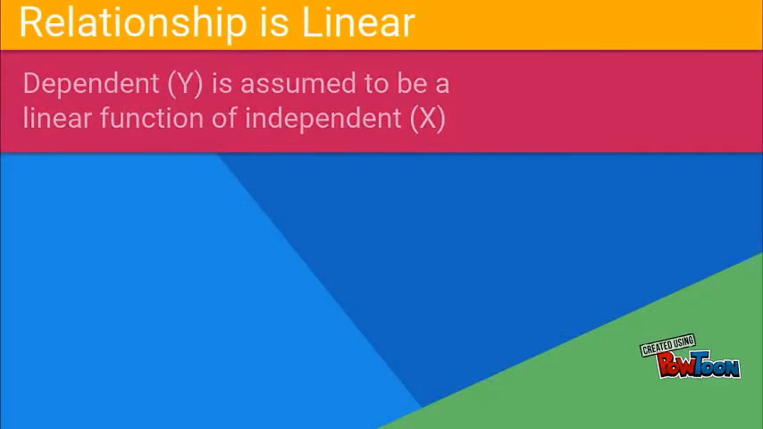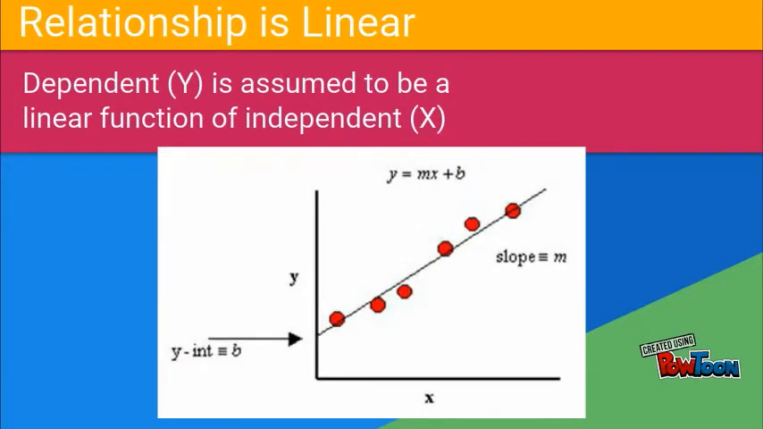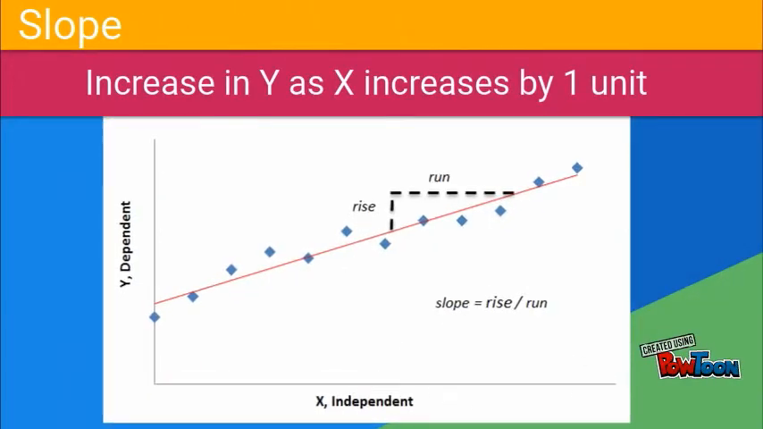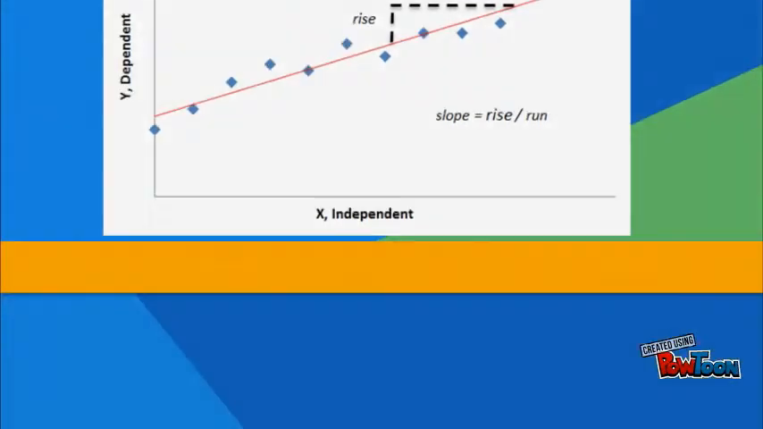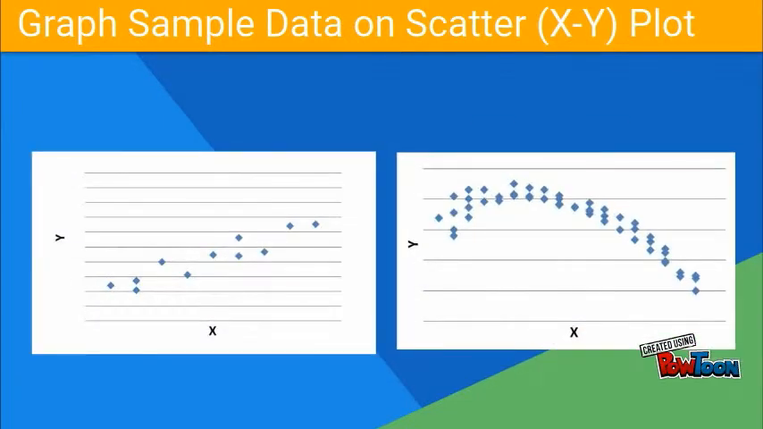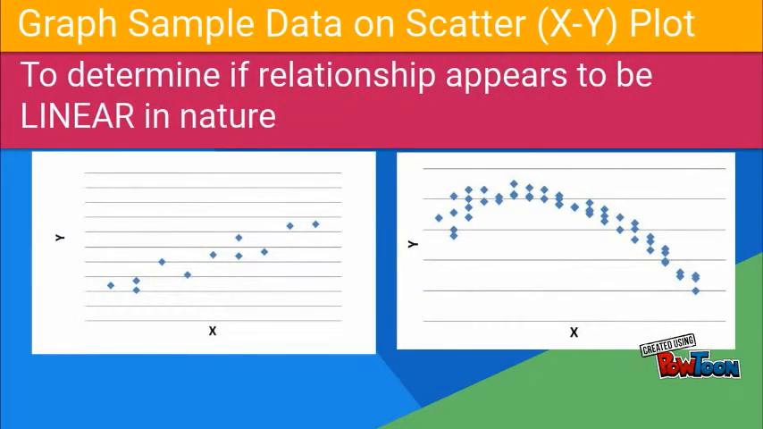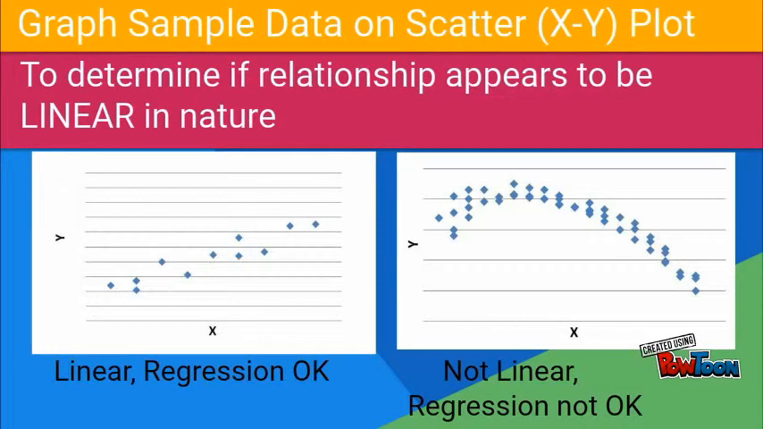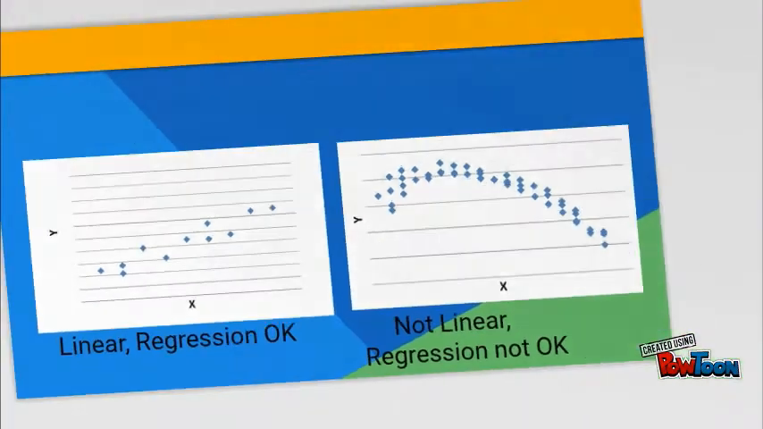In linear regression, the dependent variable is assumed to be a linear function of the independent variable. That is, y can be estimated as an intercept plus a slope times the x variable. The slope is the increase in y as the x increases by 1 unit, sometimes referred to as rise over run. Usually, before conducting a simple regression analysis, the sample values of the x and y variables are graphed on a scatter plot to determine if the relationship appears to be linear in nature.